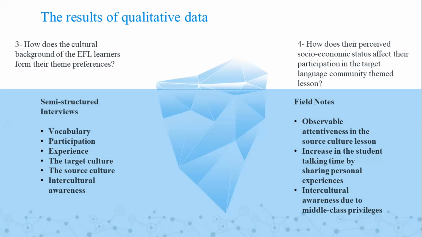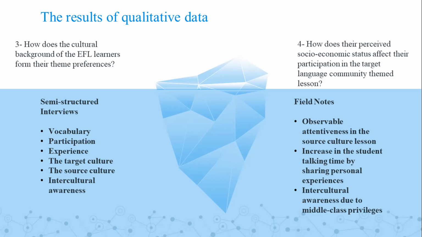After analyzing the interviews, 6 themes appeared, and the first set of the themes, target culture, source culture, and intercultural awareness, we can use them to answer the 3rd question: how does the cultural background of the EFL learners form their theme preferences? The fact that students are aware of other cultures and they accept them, perceive them, and are interested in them and want to know more about them, lets us answer this question: they don't form any preferences. They are equal towards all the cultures and their home culture, and they are eager to know everything else that is in the outside world.